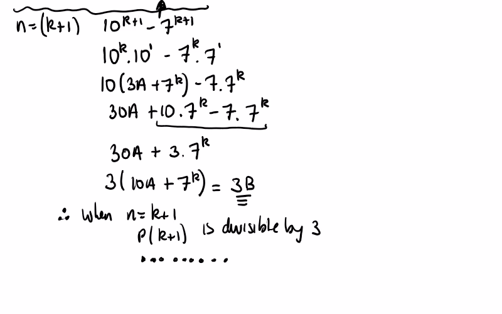We look at a couple more of these. So is n squared plus 3n always divisible by 2? When n is equal to 1, therefore we get 1 squared plus 3 times 1, which is equal to 4, which is divisible by 2.